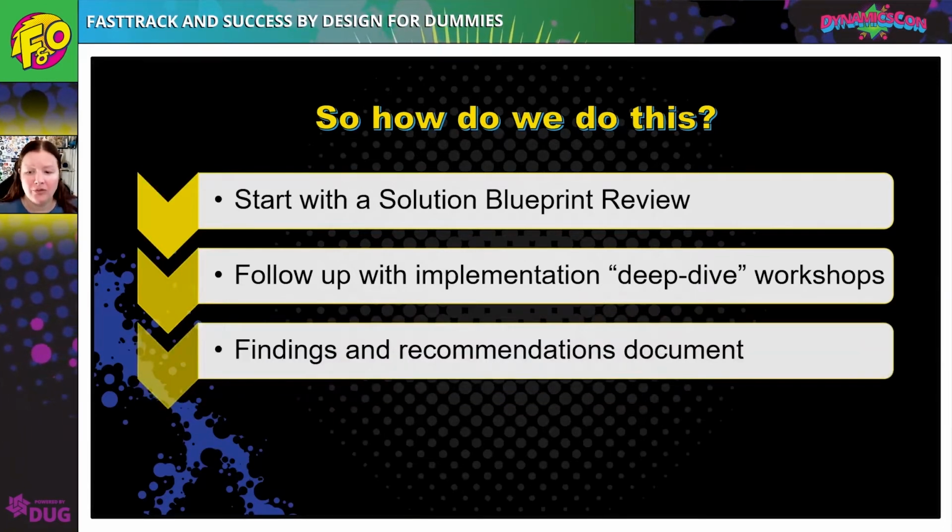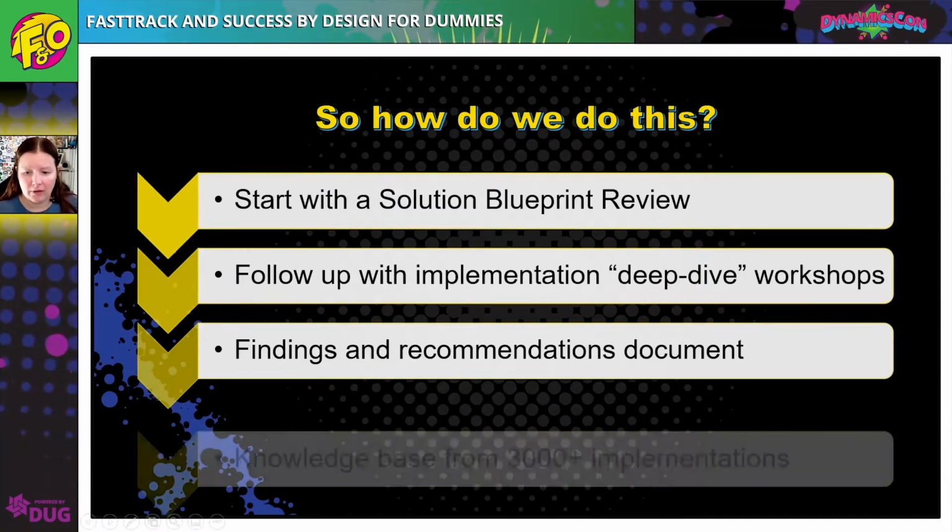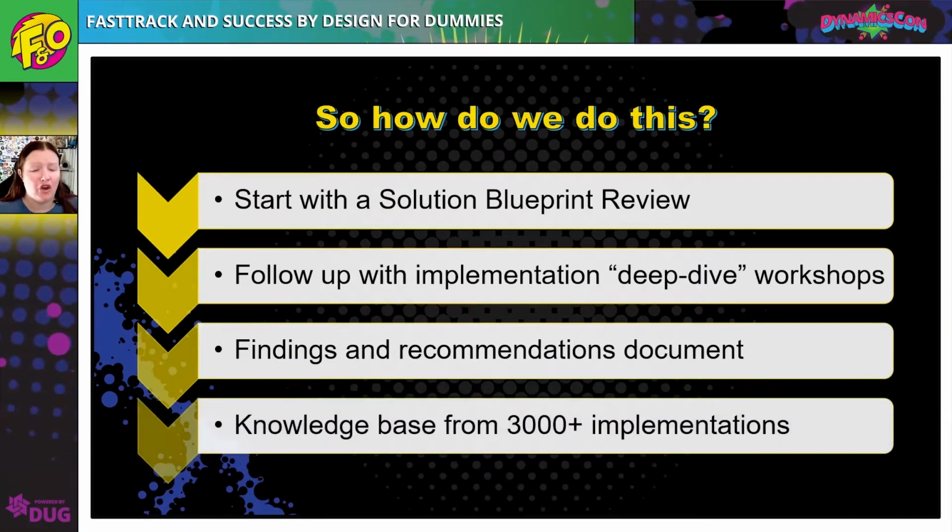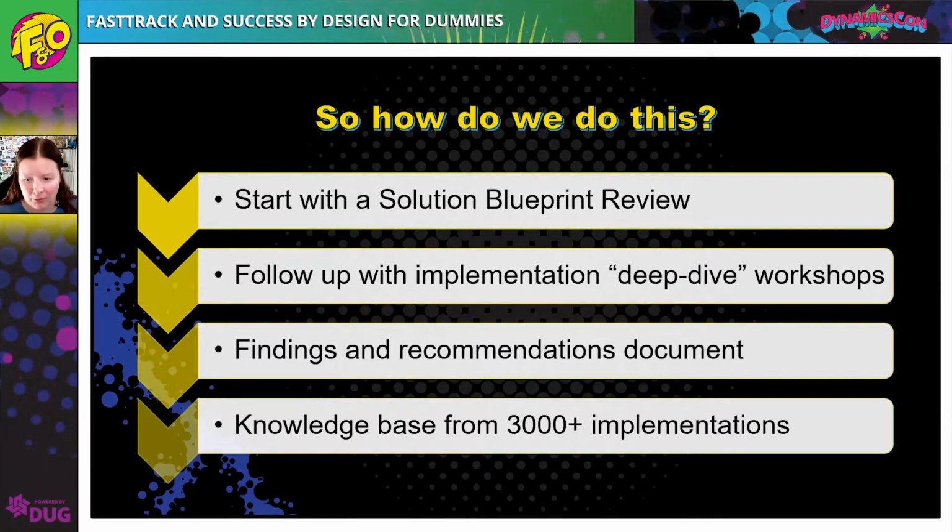Each workshop comes with a findings and recommendations document. These documents will outline what we heard along with our observations about what we heard. We categorize all the findings into assertions, risks, or issues. The findings and recommendations are based on documents that are in our knowledge base that the entire FastTrack team has developed over several years and thousands of deployments.